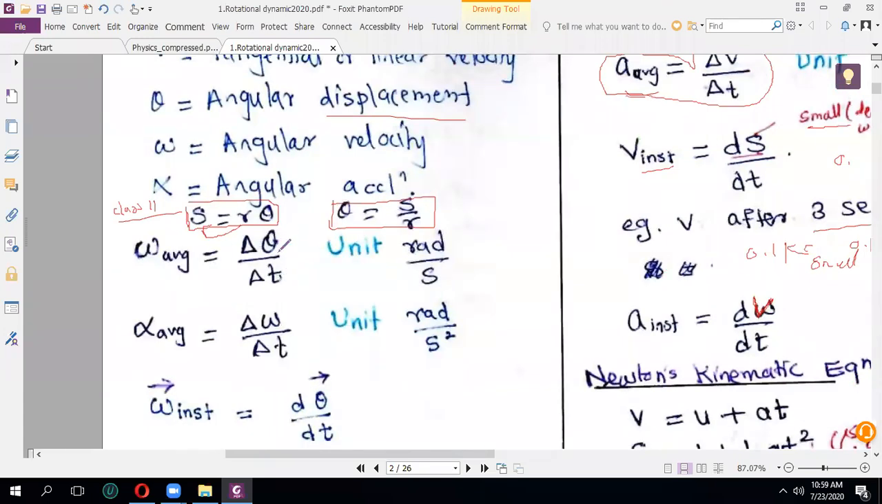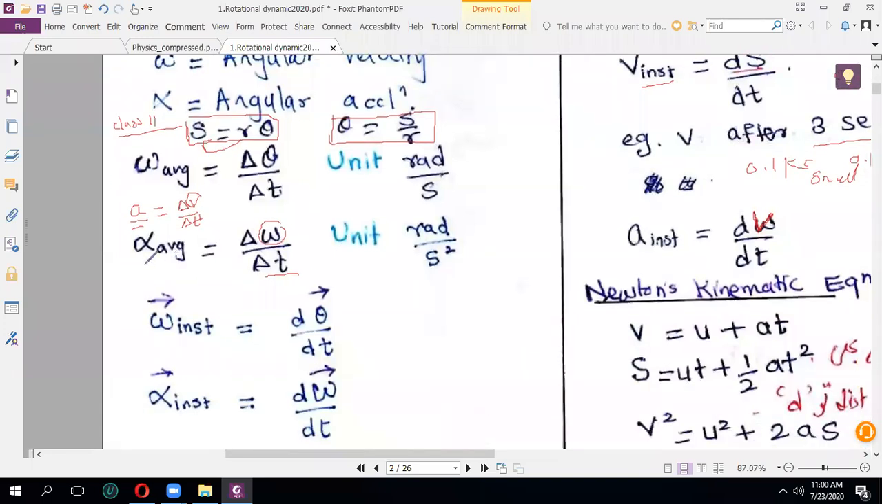Okay. What is the unit? We know that theta is represented by radian, and time is as it is, second. Similarly, what is the acceleration formula? We know the acceleration formula: change in velocity upon change in time. Similarly, in circular motion, acceleration is represented by alpha, correct? And V is represented by omega, and time is as it is. The unit is radian per second square.